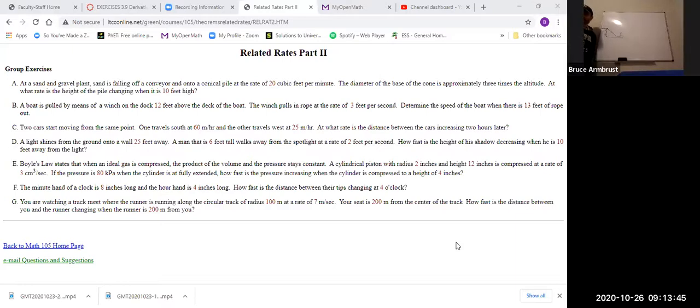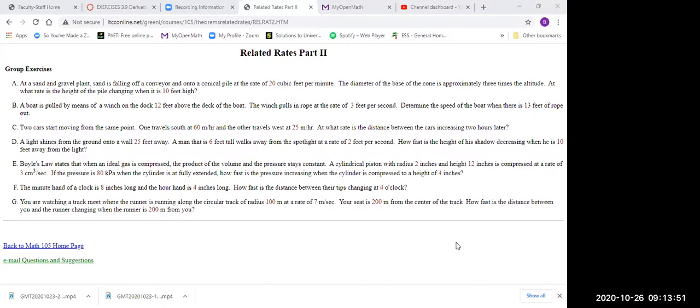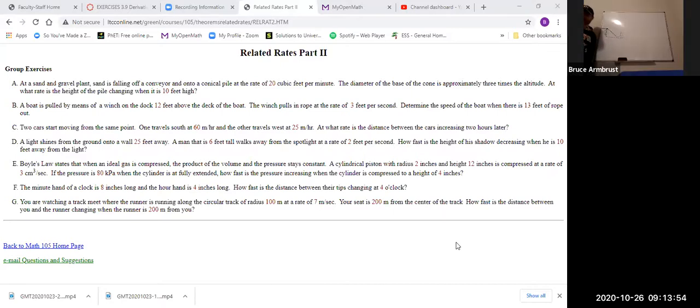It says we want to determine the speed of the boat. As soon as you see speed of the boat, and I saw a couple of people chiming in on the chat, velocity. Yep, this is a velocity. We know velocity is a rate of change, speed's a rate of change. So that's the rate of change we're looking for. We're going to try to find the speed of the boat. I'll write that down so we have it. Now, is there a rate of change that we're given?